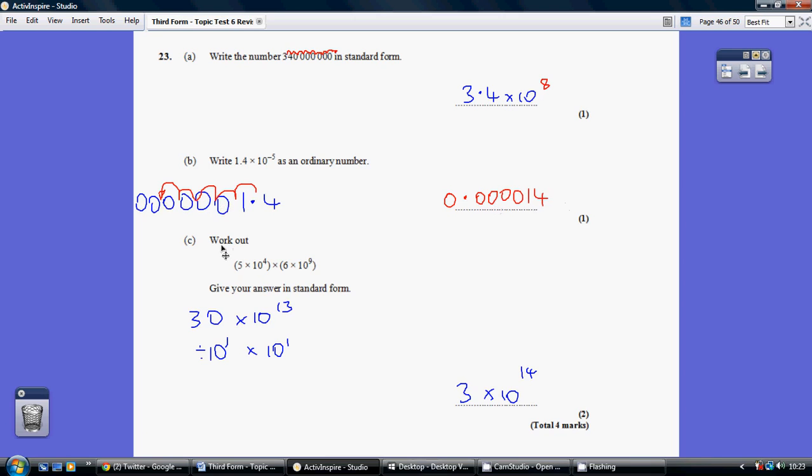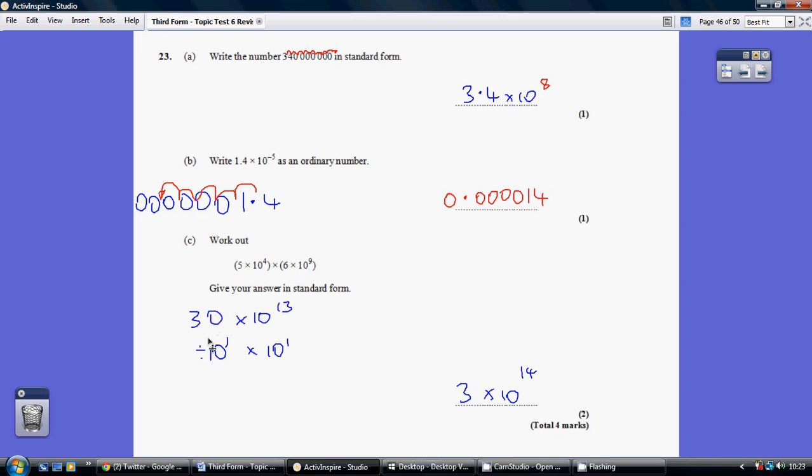0.000014. And then for part C, similar to before, just break this down into changing the order, just multiplying lots of bits and bobs together. You can multiply them any order you like. 5 6s are 30. 10 to the 4 times 10 to the 9, adding the powers is 10 to the 13. That's correct, but it is not in standard form.